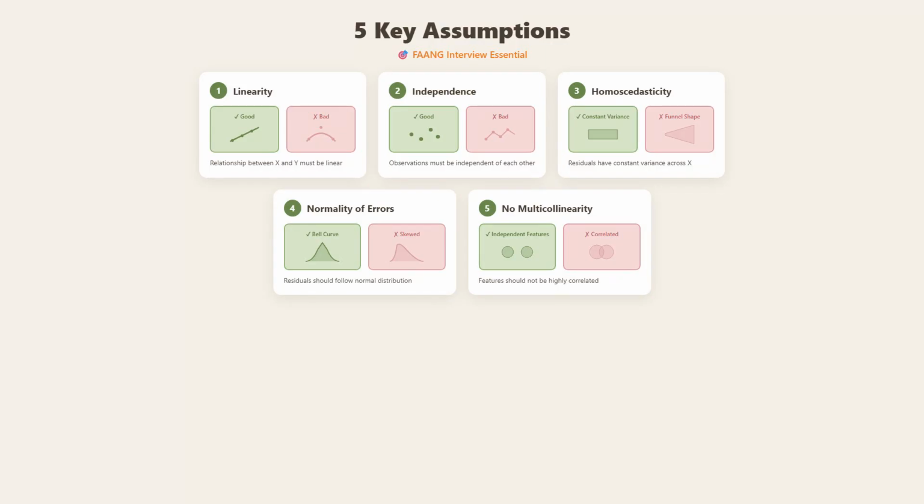Fifth is no multicollinearity. Your input features should not be highly correlated with each other. When features are correlated, it becomes difficult to determine which one is actually driving the prediction, and your coefficient estimates become unstable. In interviews, you'll often be asked to name these assumptions and explain what happens when each is violated. Make sure you can diagnose each problem and suggest appropriate remedies.